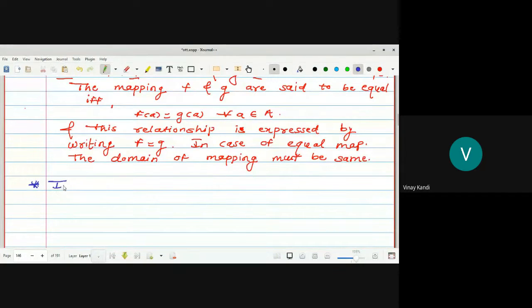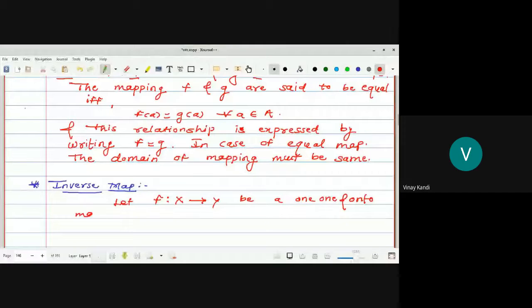Inverse map. Definition. Let f be a function from X to Y that is a one-one and onto map.